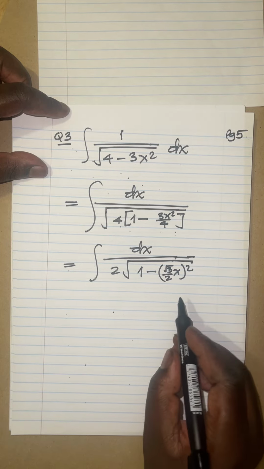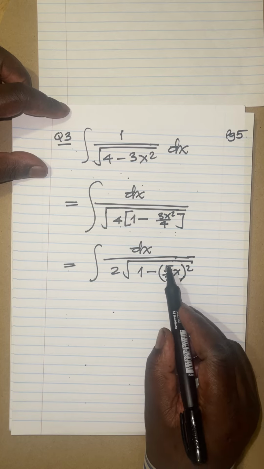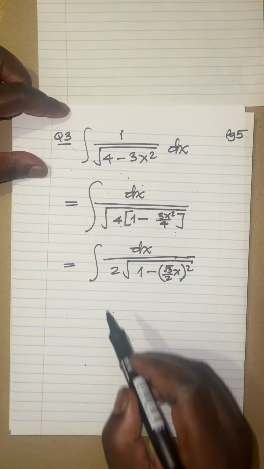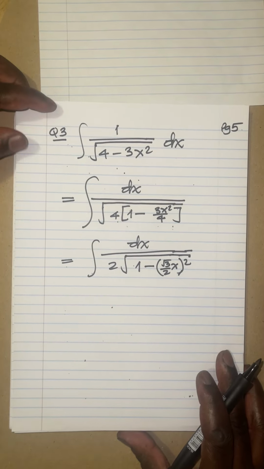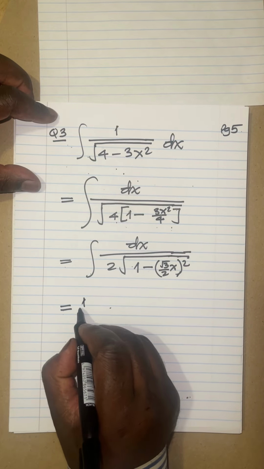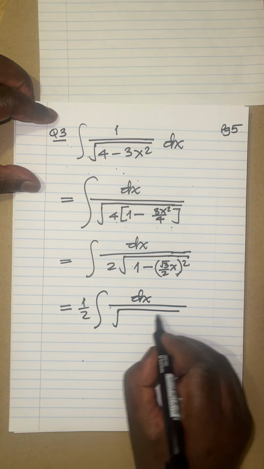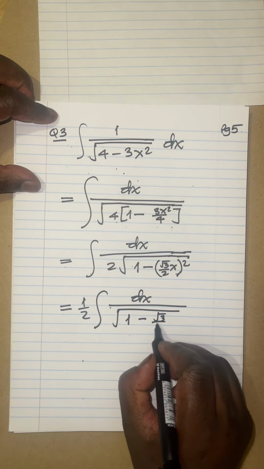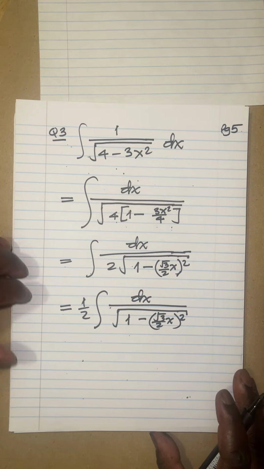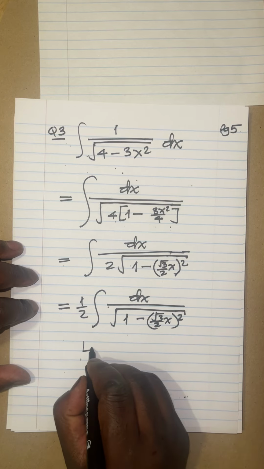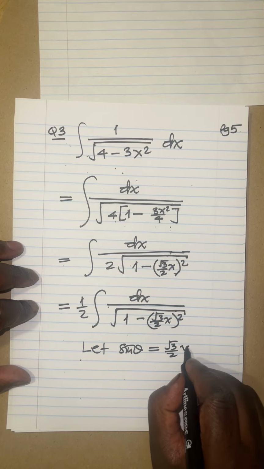The reason for that is because when you remove these brackets here, root 3 squared is going to be 3, 2 squared is going to be 4, and x squared is going to be x squared. You're back to that form there. Right, now I must take 2 out because it's a constant. So what I have is 1 over 2, the integral of dx all over square root of 1 minus root 3 over 2x all squared. Now at this stage, let sine theta be equal to this. So let sine of theta be equal to root 3 over 2x.